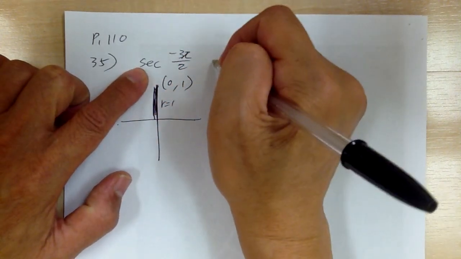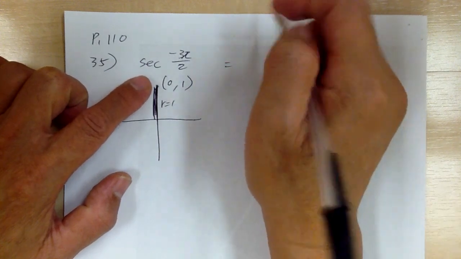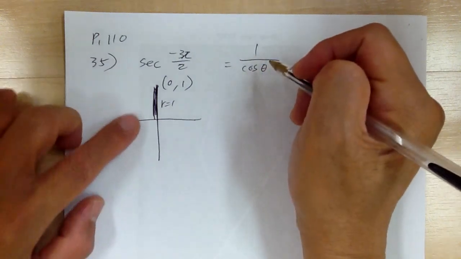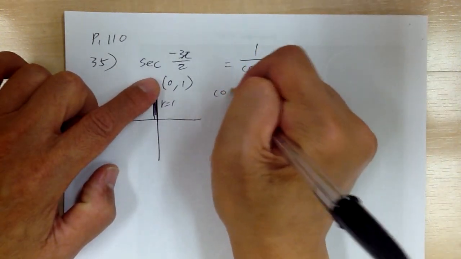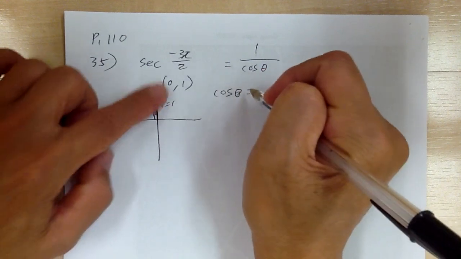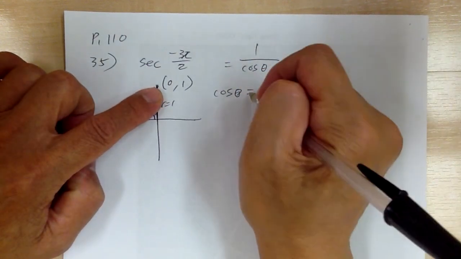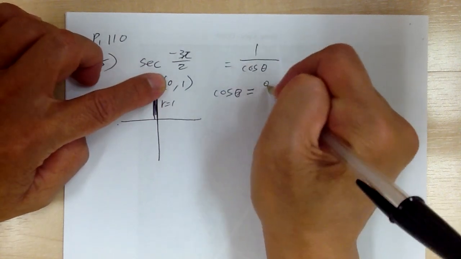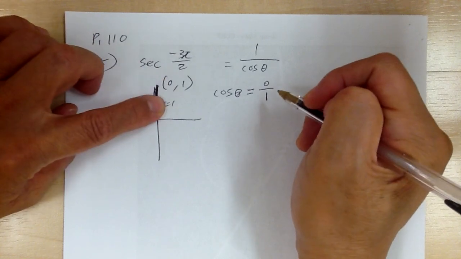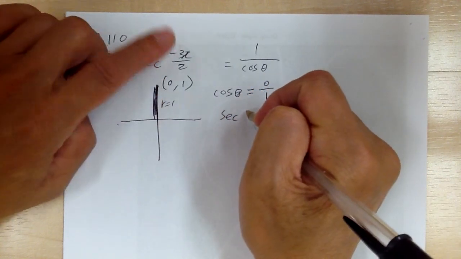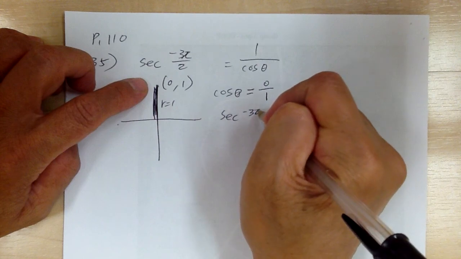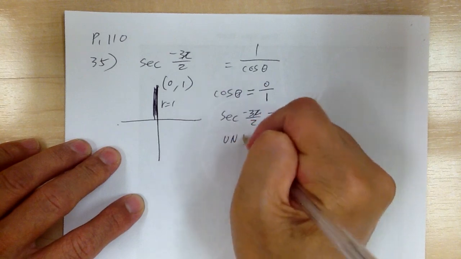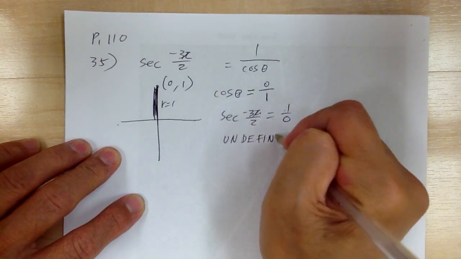So secant equal to 1 over cosine. In this case, cosine theta is going to be 0 over 1. So the secant of negative 3 pi over 2 is going to be flipped over, so it would be equal to 1 over 0. So this is undefined.